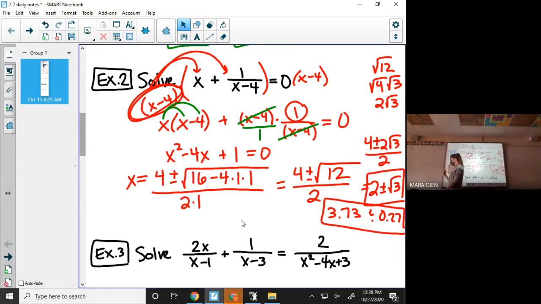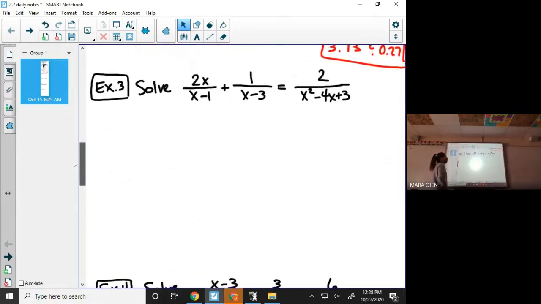Okay. Let's keep making them a little bit more complicated as we go. So here's our next one. This one looks really complicated because now every single term has a denominator, and every single denominator is somewhat different. So I've got a 2x over the quantity x minus 1. I've got a 1 over x minus 3. And I have 2 over x squared minus 4x plus 3.